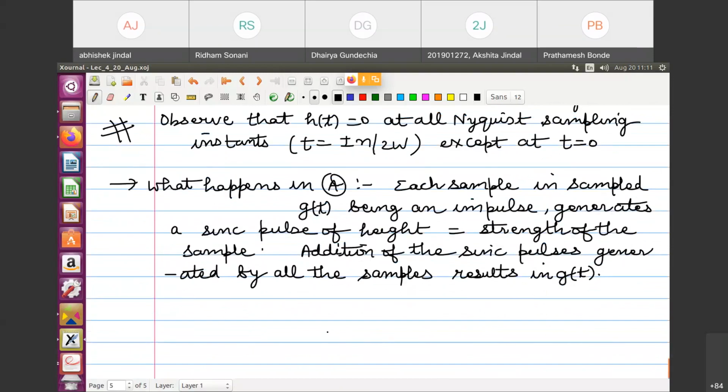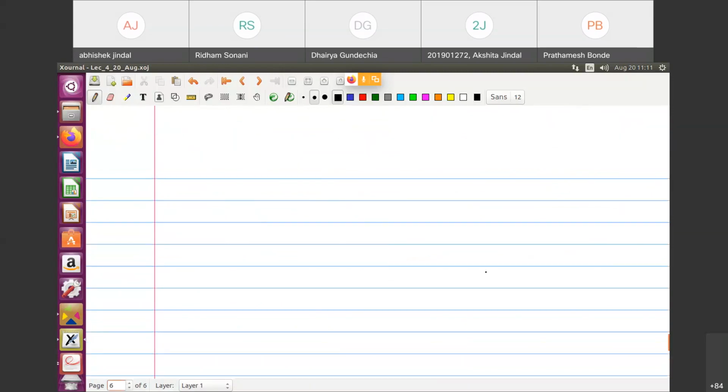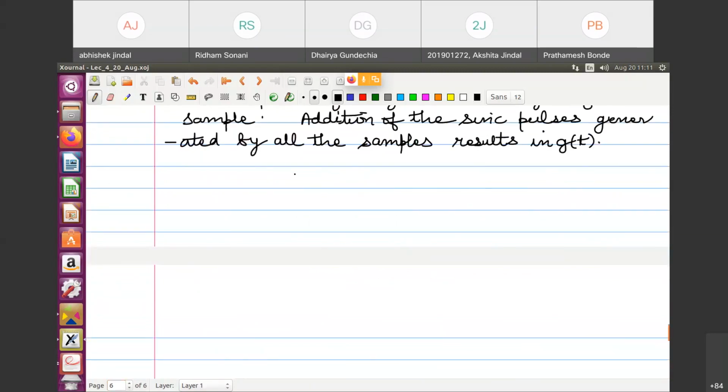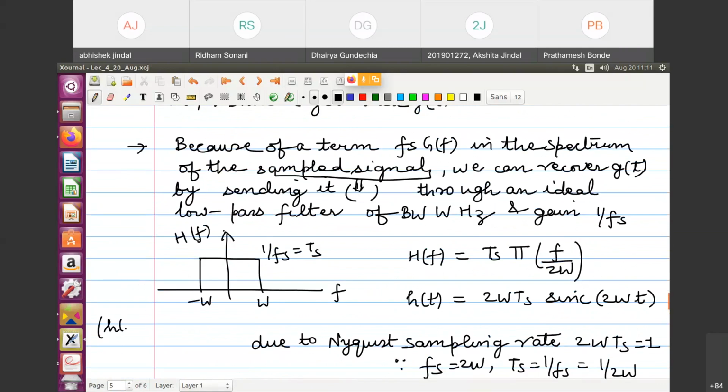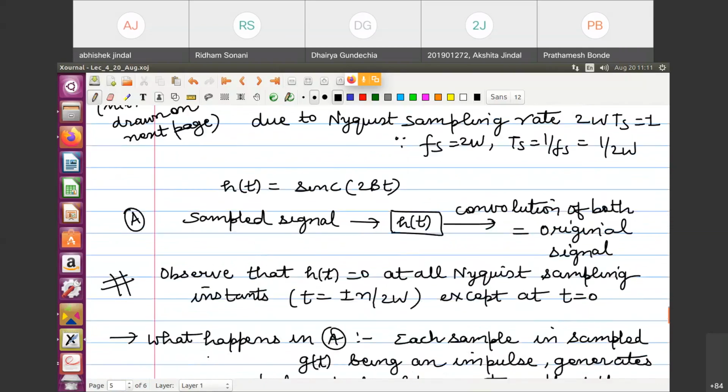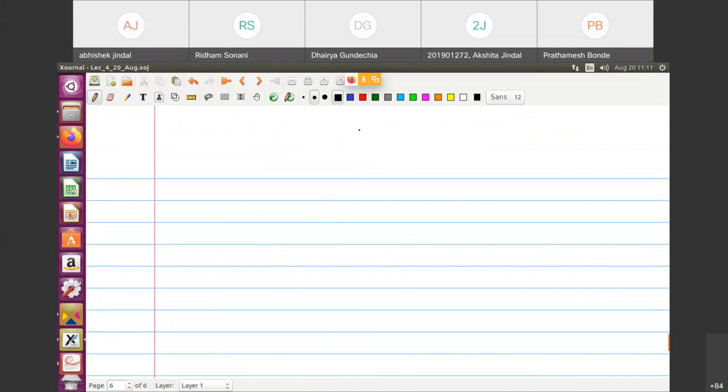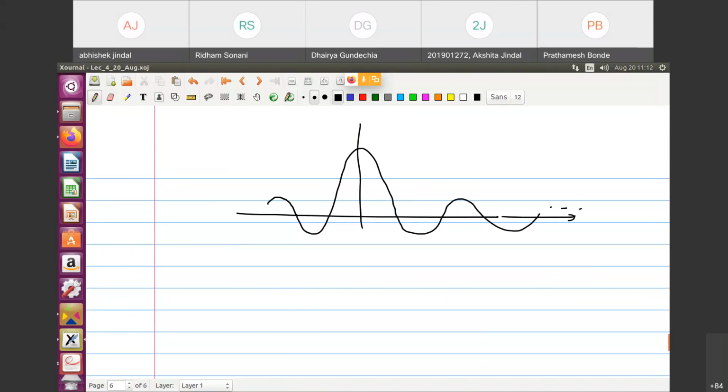For this, I think we can draw a small figure to understand it much better. I think we have already drawn h(t) and h(f). Let me write it down. h(t) is drawn on the next page. So you will get that this is your h(t), and this goes on. Okay, so the height is 1. This is your h(t) versus t, and these points are at 1 by 2B, then 1 by B. It means these are multiples of the sampling interval.